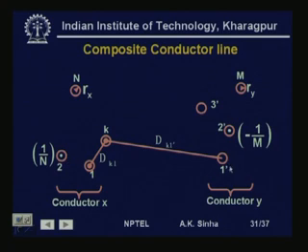Similarly, conductor Y is consisting of total m number of subconductors, and each of these subconductors have a radius r y, and they are carrying 1 by m part of the total current coming through. So, if the current flowing is I, then the return conductor will have currents I by m in each of these subconductors.